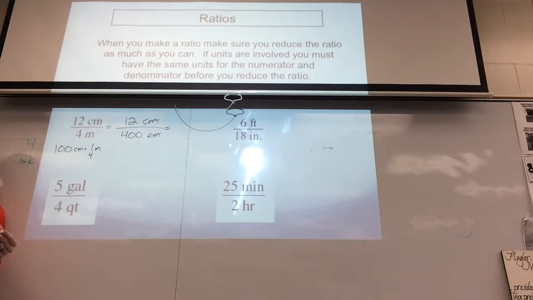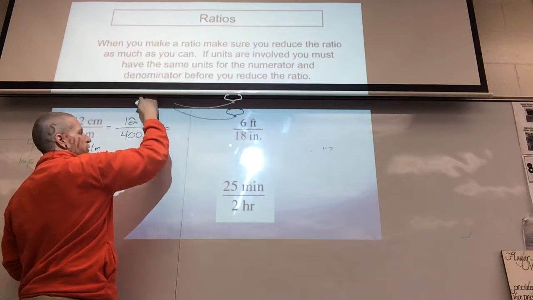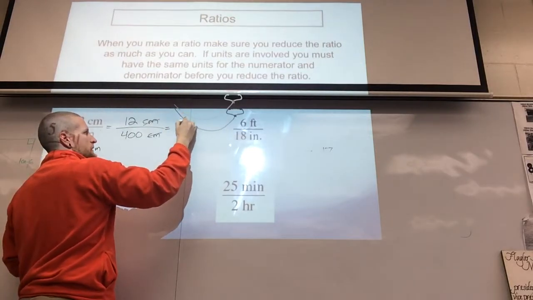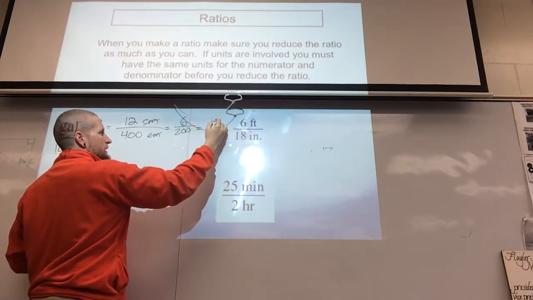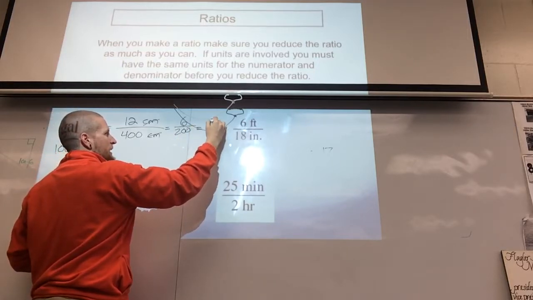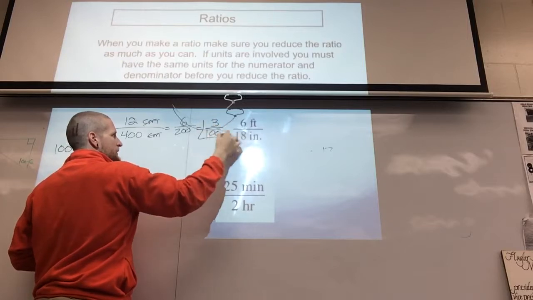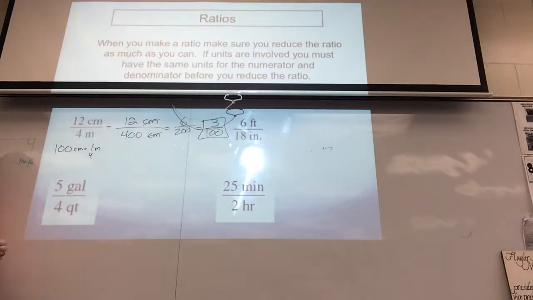You guys know what it reduces to? By 2. Well, you can do it by 2. So 12 divided by 2 is 6, yes? Yeah. And that's 200, but I can still reduce that further. By 2. And that becomes what? 3 and 100. And that'd be it. 3 over 100.